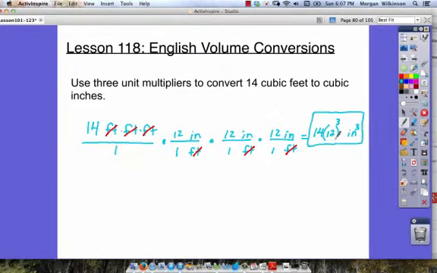Because if you were to multiply 12 times 12 times 12, then multiply it by 14, well, I know you can do that multiplication, and you're using time to do something I already know that you can do. So I'd rather you work with your answer this way, and then move on to your next question. Let's look at another one.